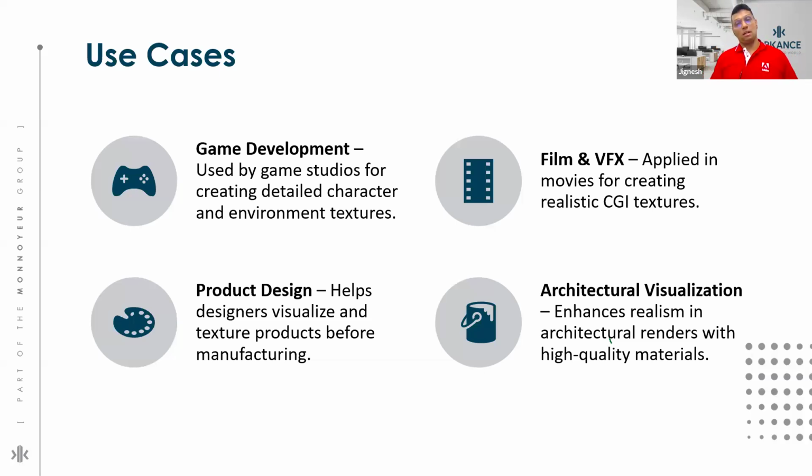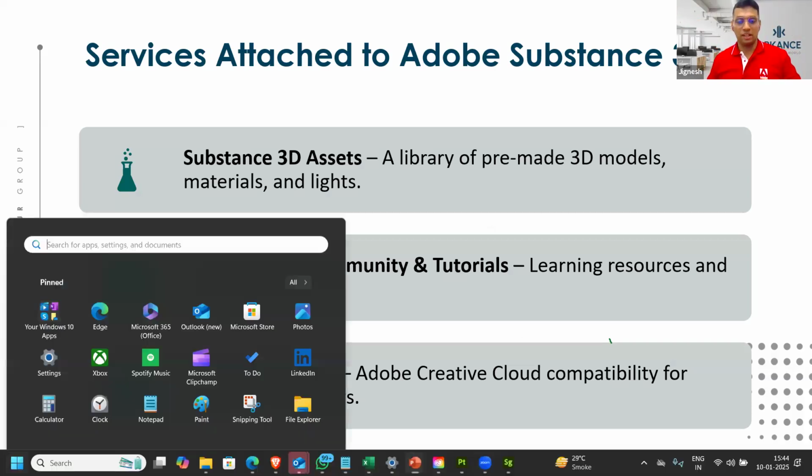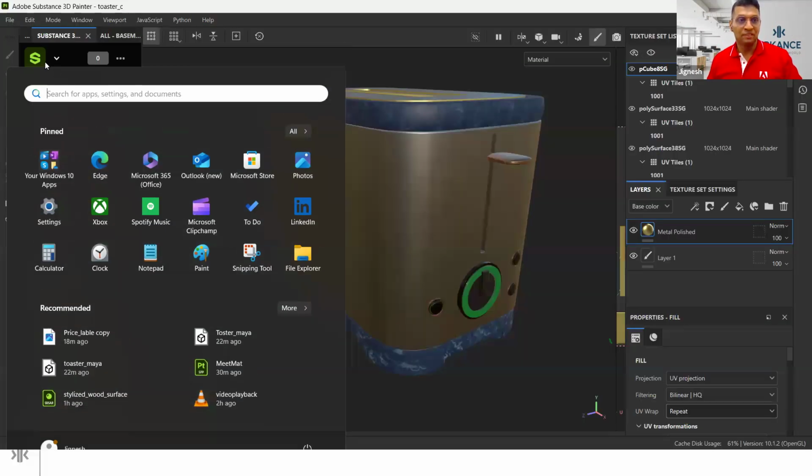All right. And when it comes to architectural visualization, anytime I want a very good flooring, a customized flooring, or two different floorings mixed to make a different floor altogether, those kinds of texture requirements can be very well fulfilled in Substance Painter, right? Now, these are the services that are attached to it. Substance 3D Assets, as I just showed you briefly, is here.